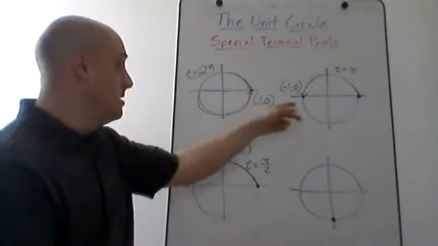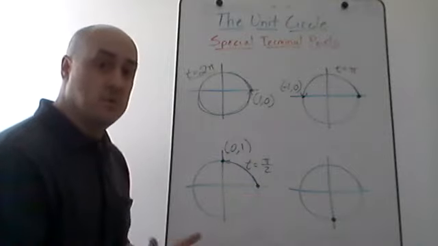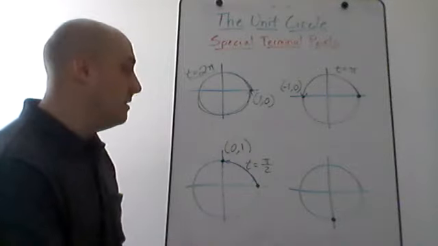It's either a 1, 0, a 0, 1, or a -1, 0, or a 0, -1. It's all zeros and ones, and sometimes the ones are negative, depending on where you are.